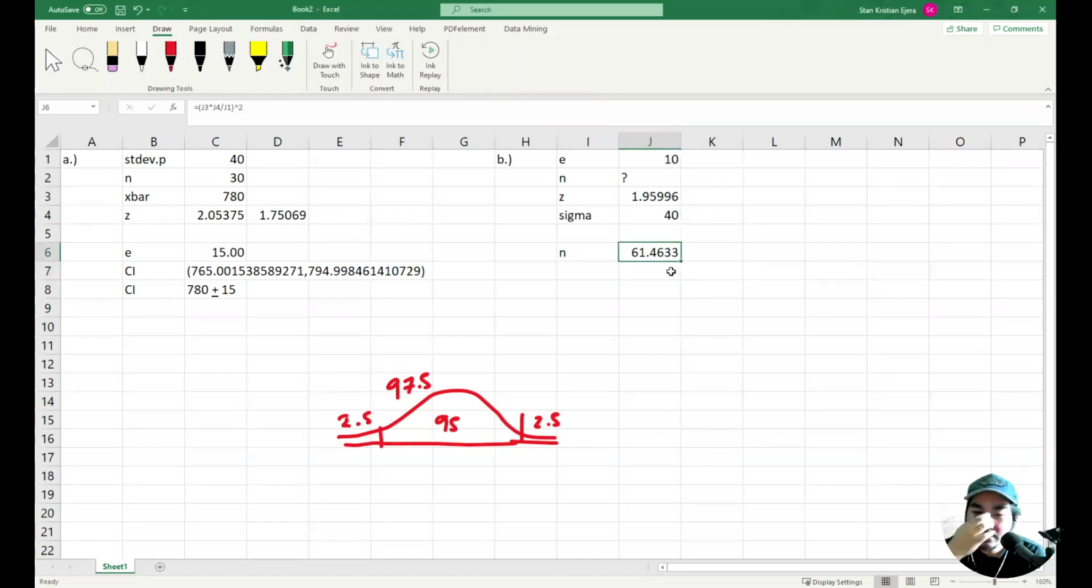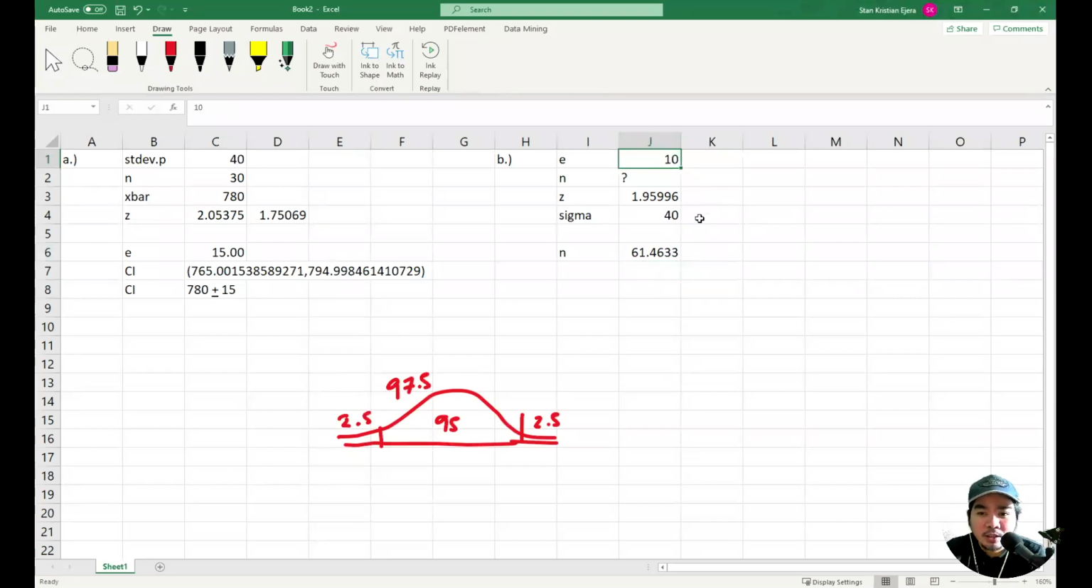Okay, so we need 61 samples. The implication of this, class, is that if we take 61 samples, test them, and take the average, whatever average we get, we are sure that we are within plus minus 10 of the true mean of the population of this process. Okay? That's what it's saying.